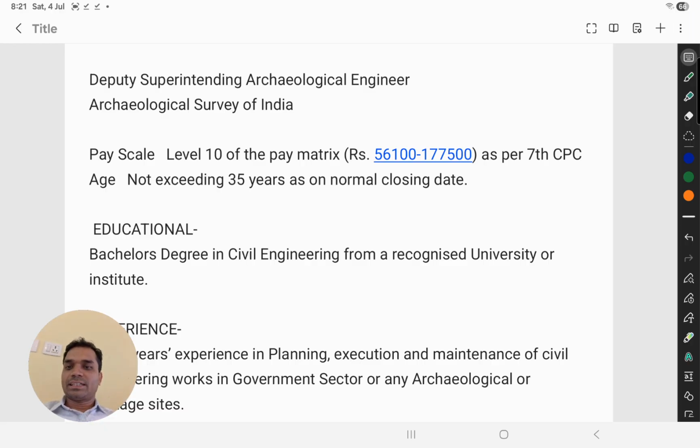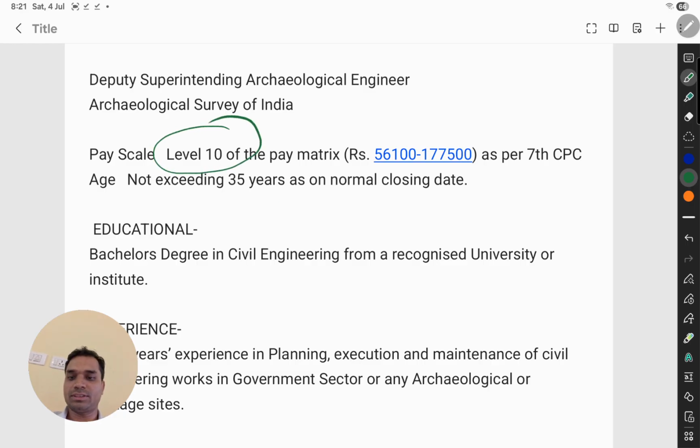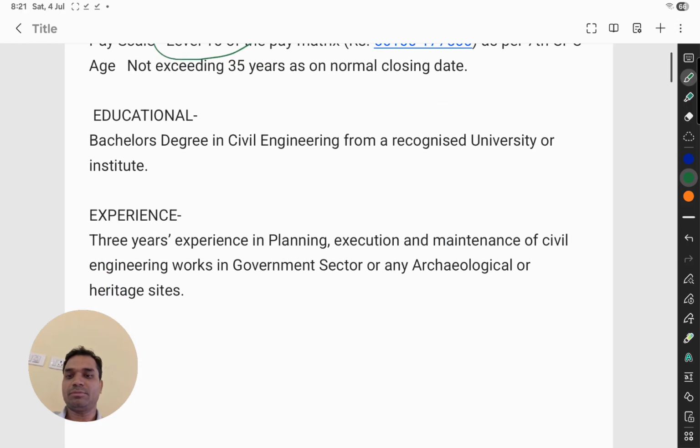Hello, in UPSC recently the Deputy Superintendent Archaeological Engineer post has been released. For that post, they are looking for a level 10 officer, and the requirements are a BTech in civil engineering and 3 years of experience.